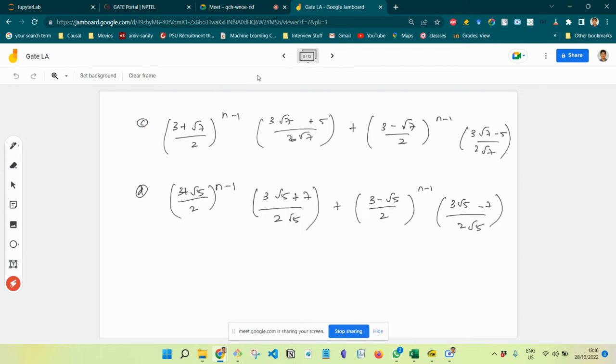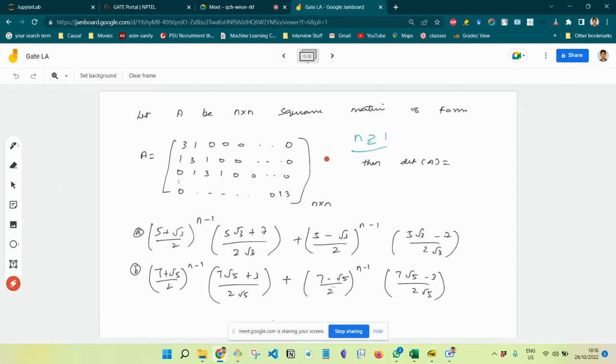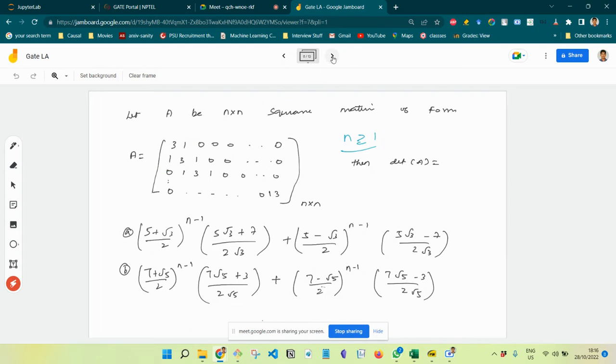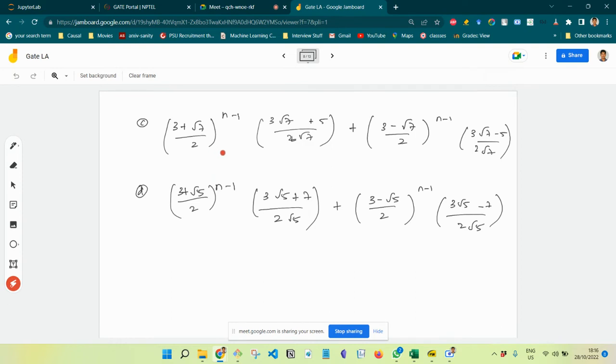Now to further check the answer, you should go one step ahead and check for n equals 2, right? When n equals 2, what will happen? You will have a determinant from this 2 cross 2 matrix, right? What is the determinant? The determinant is 9 minus 1, 8, right? Now here you should put n equals 2 and check which of these terms evaluates to 8. Is it okay?